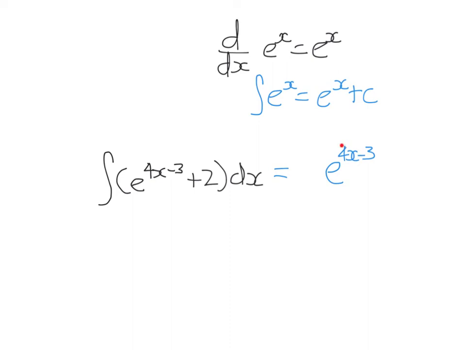Now, if I were to differentiate this here, remember I'd have to times by 4. That's what the chain rule says. I'd leave the e and the power, but I'd times by the derivative of what's in the power, which is 4. So if I wanted to differentiate, I would times by 4. So if I'm going to integrate, I need to divide by 4. So if I differentiate this function here, I get this one here. So that's the first part done.